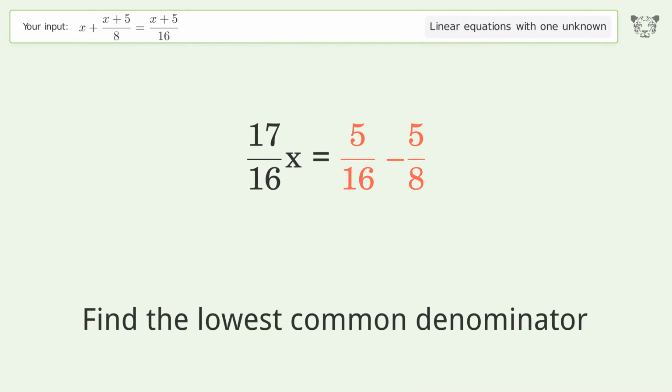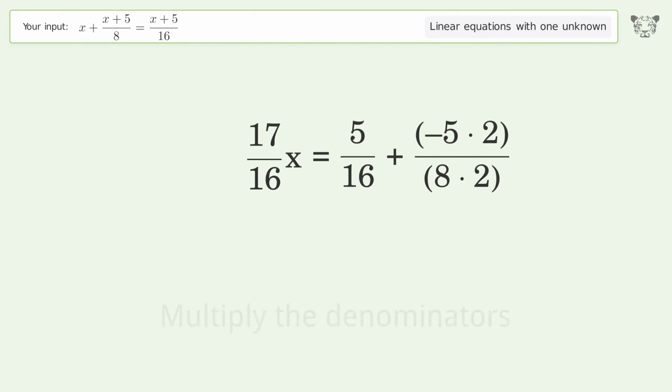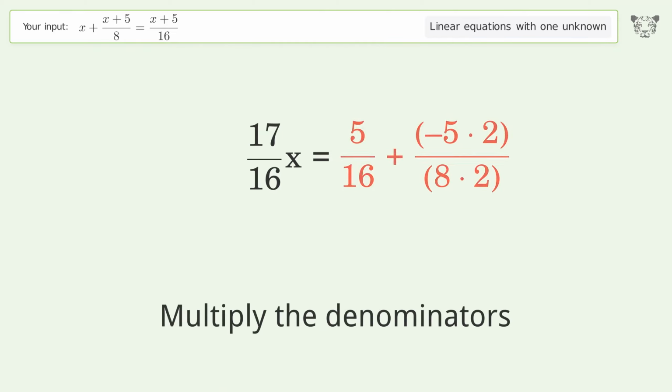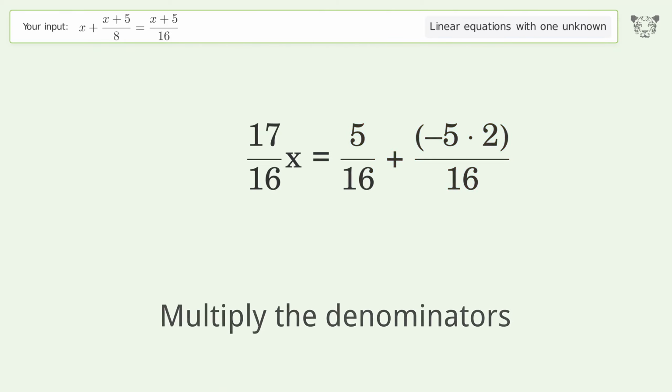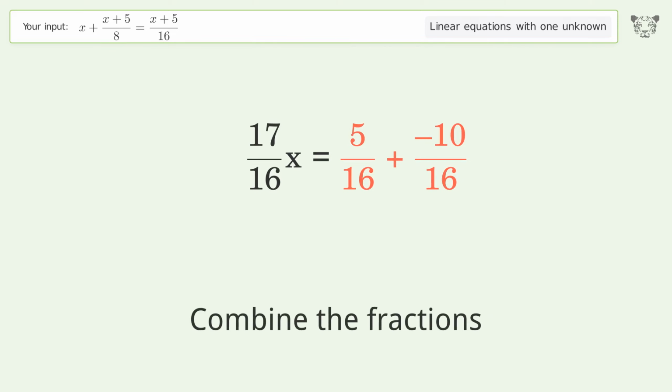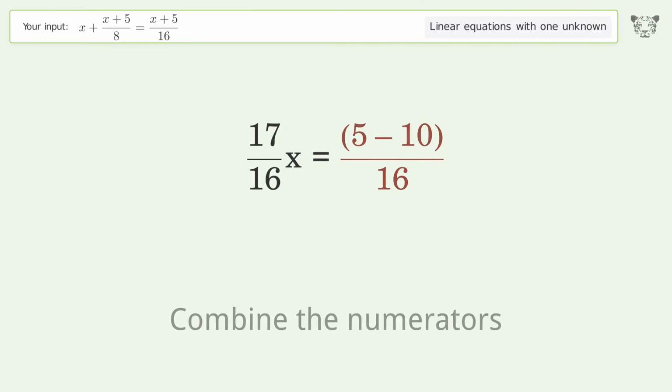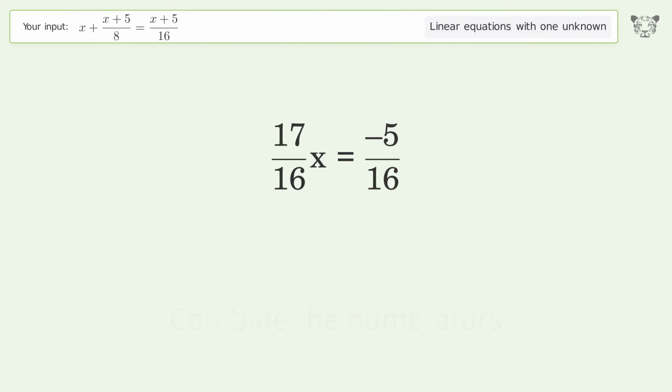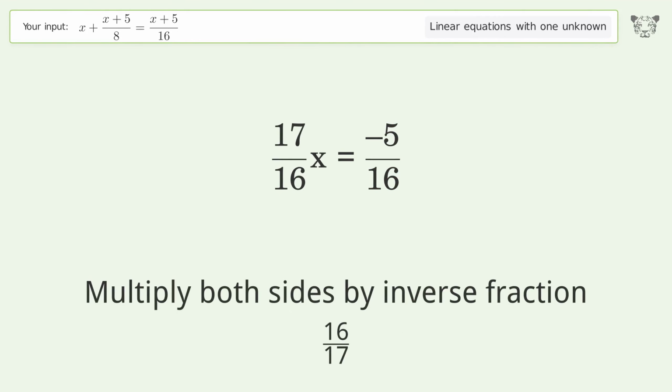Find the lowest common denominator. Multiply the denominators. Multiply the numerators. Combine the fractions. Combine the numerators. Isolate the y. Multiply both sides by inverse fraction 16/17.